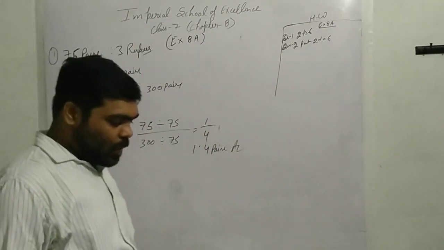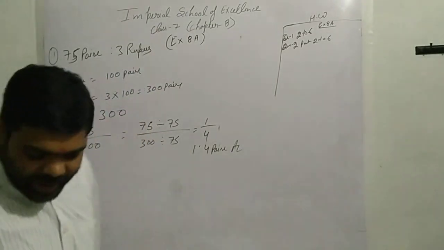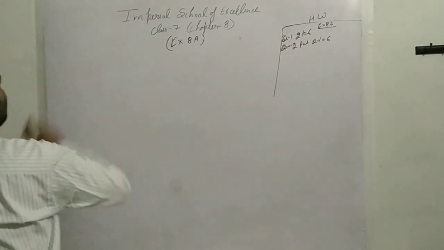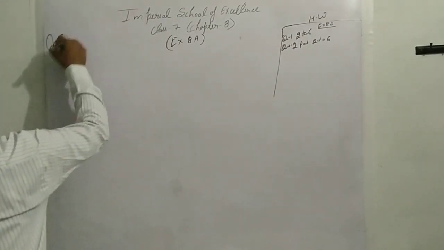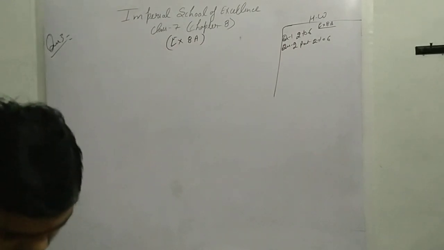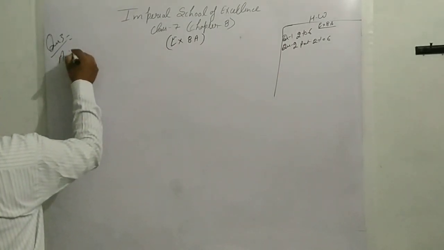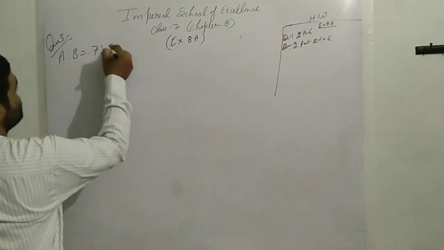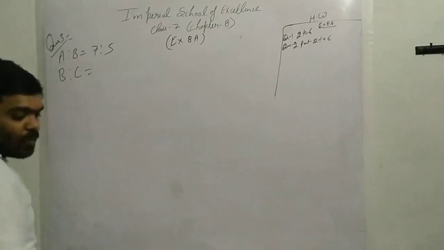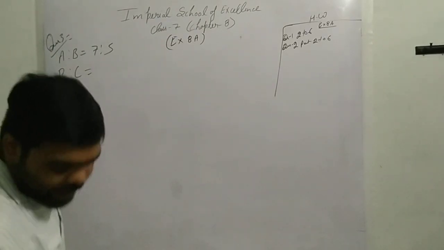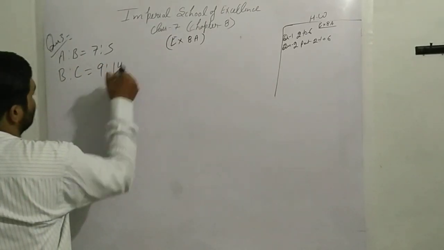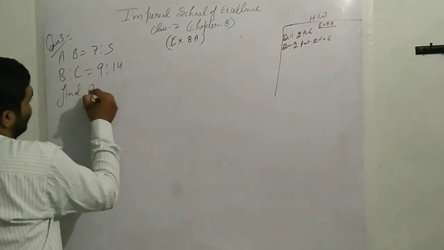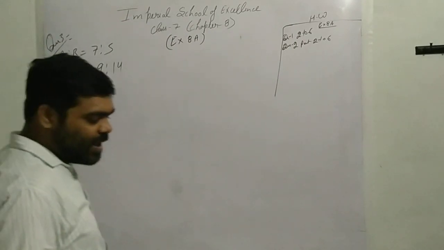Now let's come to question number 3. Question number 3 is given here. A ratio B equals to 7 ratio 5, B ratio C equals to 9 ratio 14. After that, last one you have to find A ratio C. आपको A ratio C find करना है.